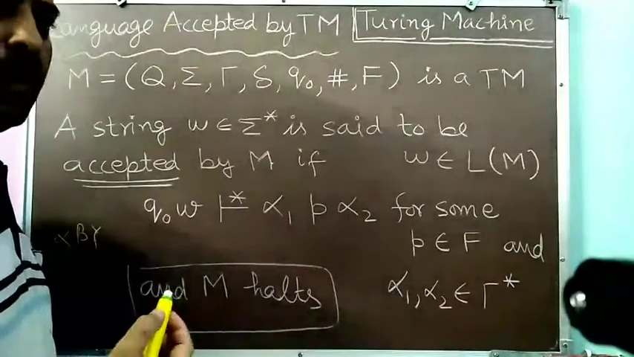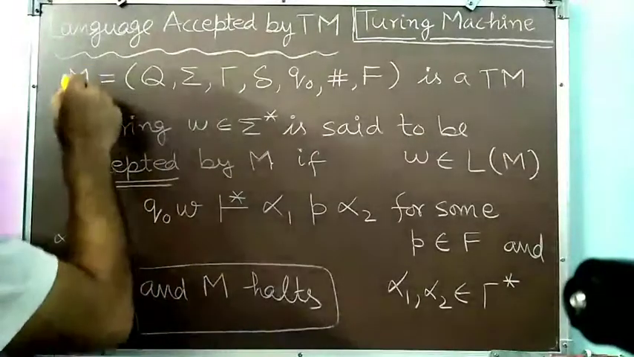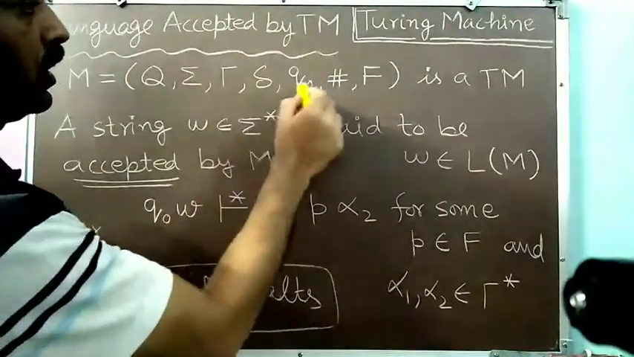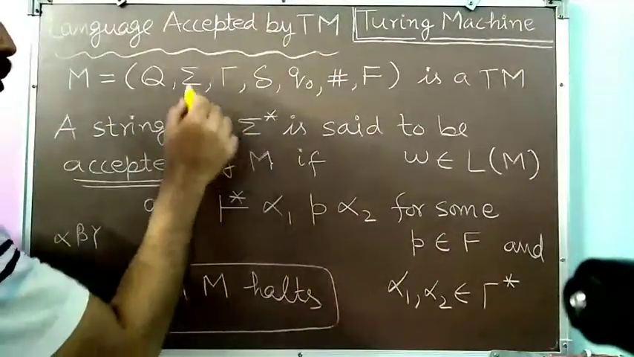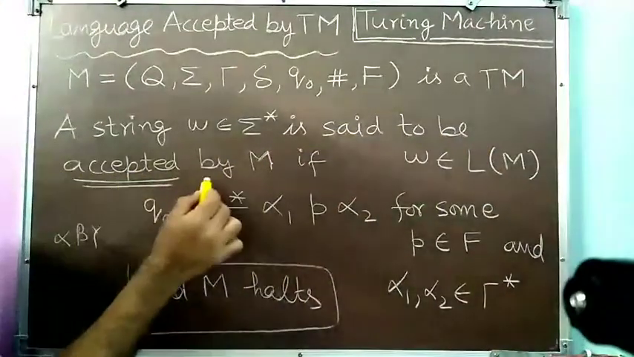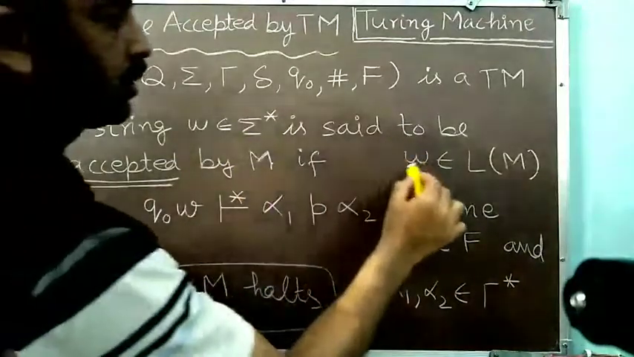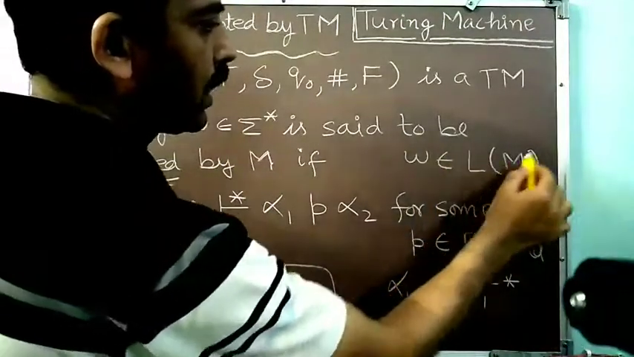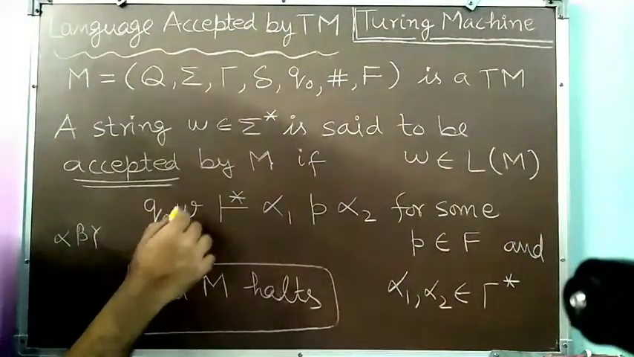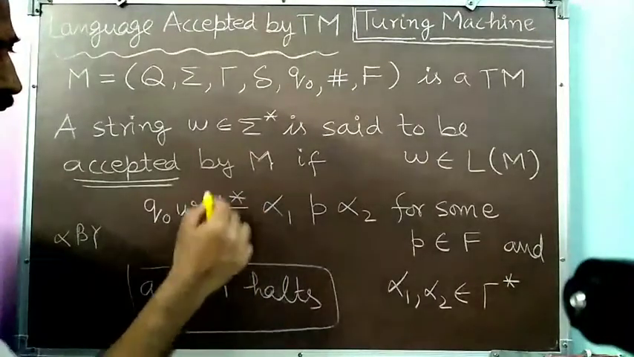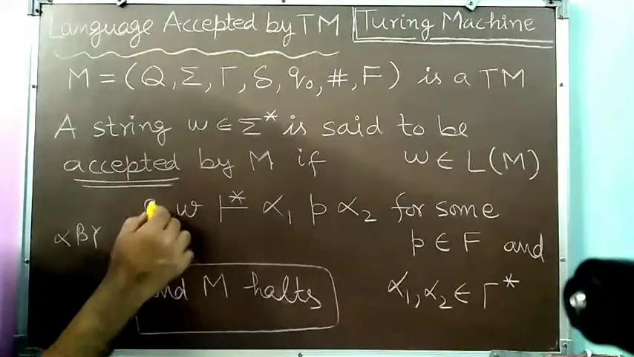Whether a given word W will be accepted by the machine or not. Suppose M = (Q, Σ, Γ, δ, q0, #, F) is a Turing machine. A string W which belongs to Σ* is said to be accepted by the machine M. If we say that W is accepted by M, it simply means that W belongs to the language of the Turing machine. This is the situation when q0W moves to, and you see the symbol for moves to, and this is an ID. This is the initial ID, q0W.